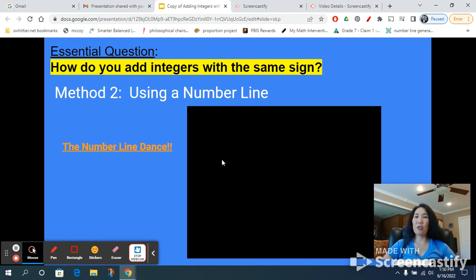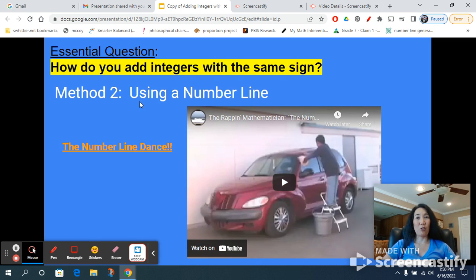Well, now let's try modeling and adding integers using a number line. So to help us with this, we've got the number line dance. So here's a short video.